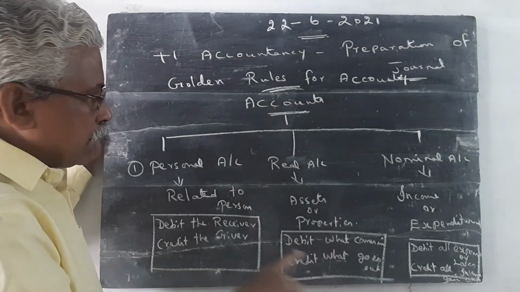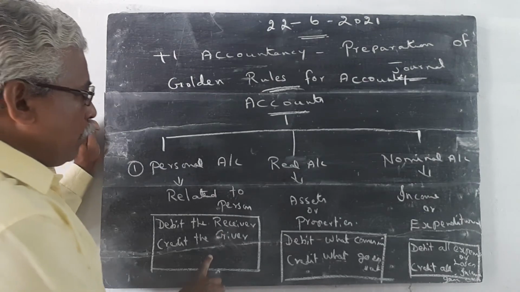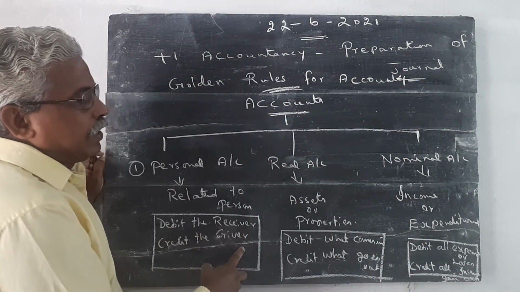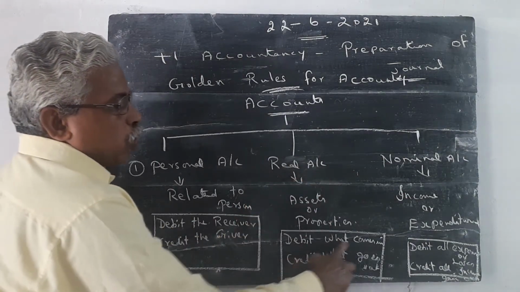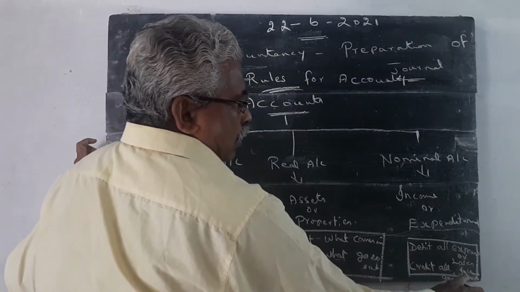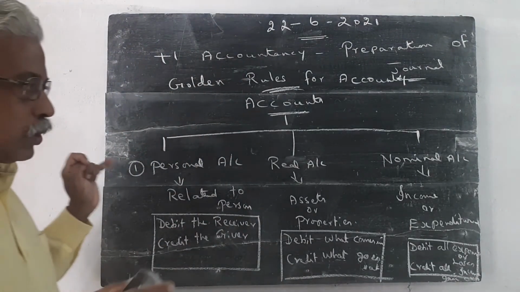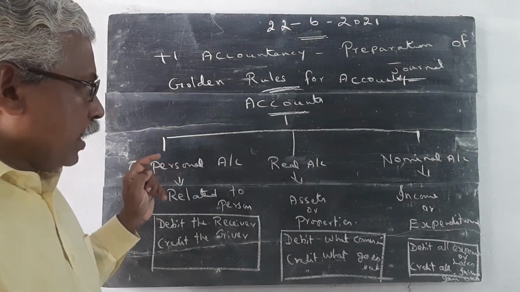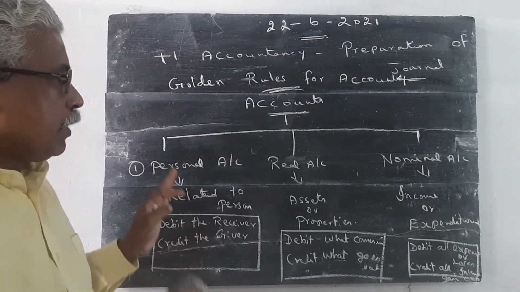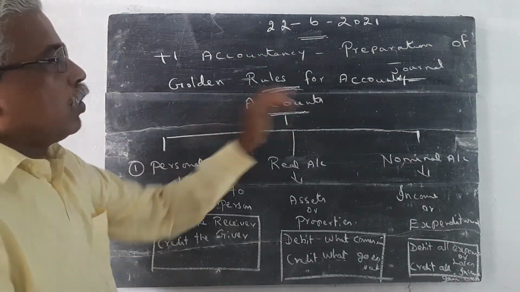In the first class, I explained only the three golden rules of accounting. Whether you understand or not, you simply memorize these three rules. In the personal account, debit the receiver, credit the giver. The rule of the real account is debit what comes in, credit what goes out. The rule of a nominal account is debit all expenses or losses, credit all incomes or gains. These three golden rules are just like a formula. In mathematics, you studied formulas, but in accountancy, the same formula is considered the rules of accounting. So, dear students, in the first class, you just memorize the golden rules in accounting.